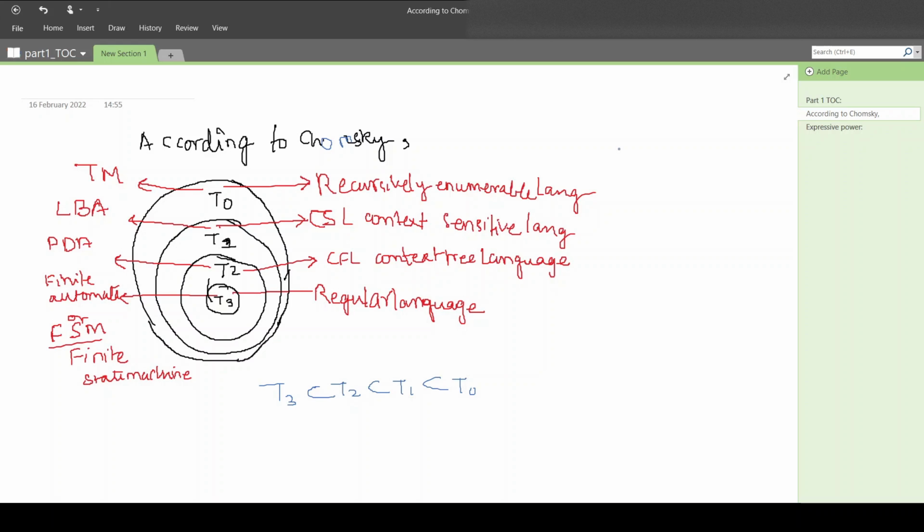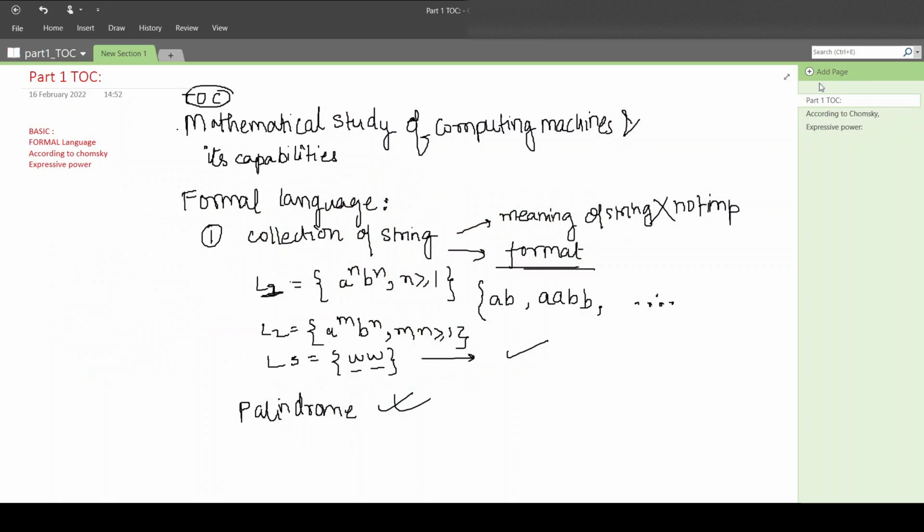And Turing machine, you can say, is the default one. All formal languages fall under type 0, that is Turing machine. And what was the basic thing I said? What is TOC? TOC is the mathematical study of computing machines and their capabilities. Formal languages mean a collection of strings, but the meaning is not important. What is important is the format. These are the examples I have given.